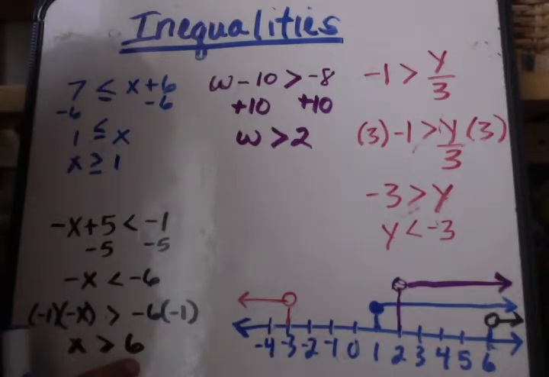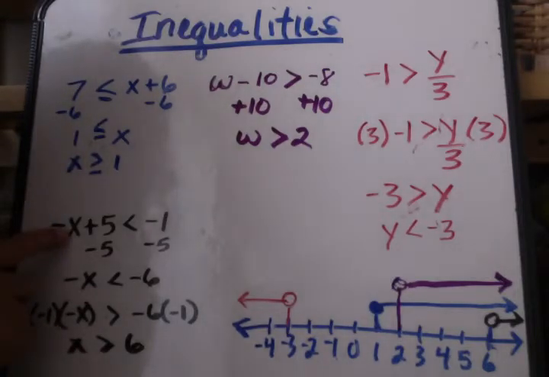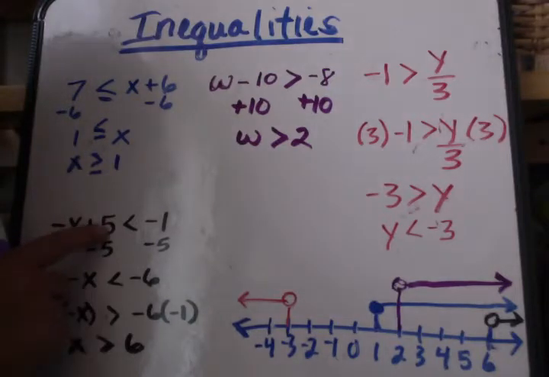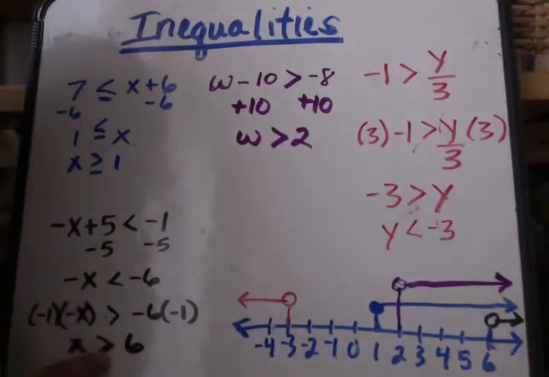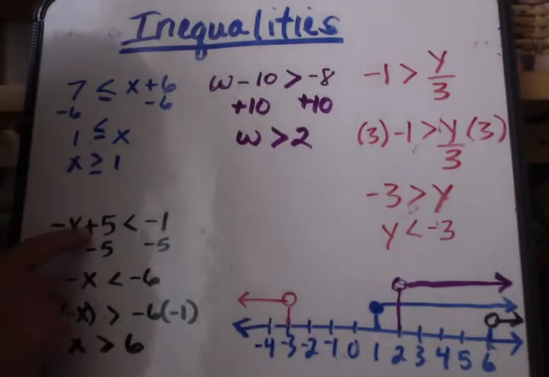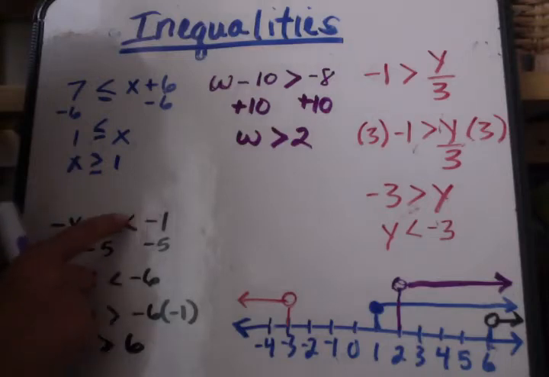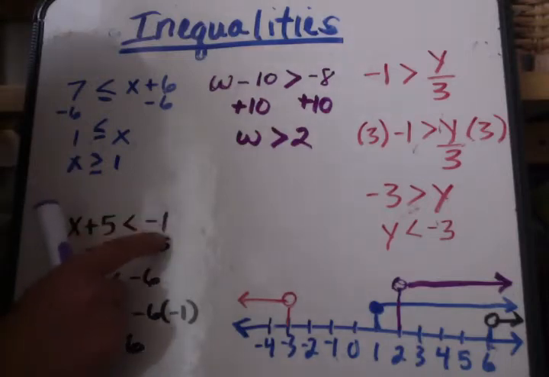Let's try some numbers here with that. So x greater than 6. If I put, let's say a 7. I put the 7 in here for x. So negative 7 plus 5 is going to be negative 2, and negative 2 is less than negative 1. If I put in an 8 here, because 8 is greater than 6, negative 8 plus 5 is going to be negative 3. Negative 3 is less than negative 1.